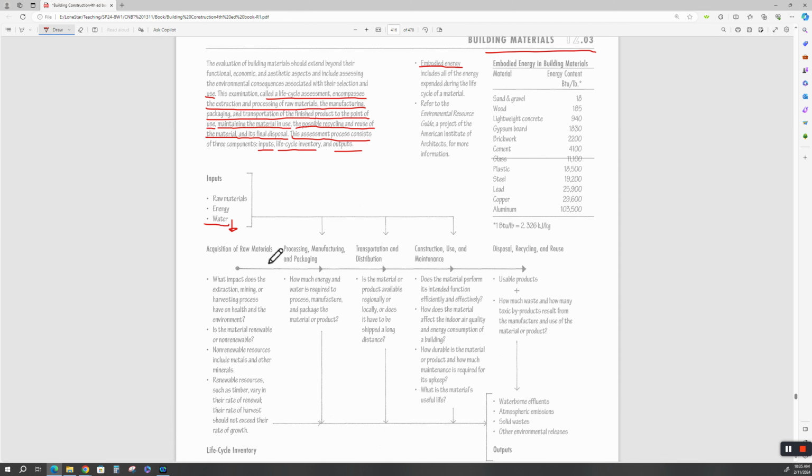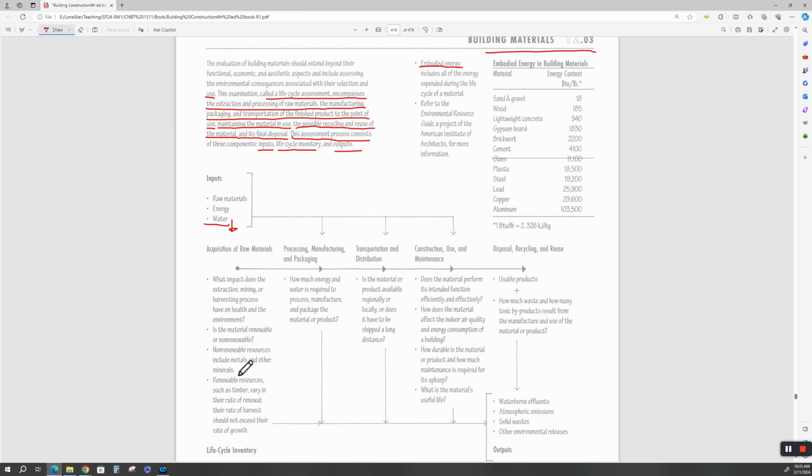So you got acquisition of raw materials, and it talks down here about the impacts. The material, is it renewable or non-renewable? If it's a thermoset resin, you can't recycle it. If it's plastic like PVC or HDPE, yeah, it can be ground up and then repelletized and then reused, recycled. That takes energy. All right.